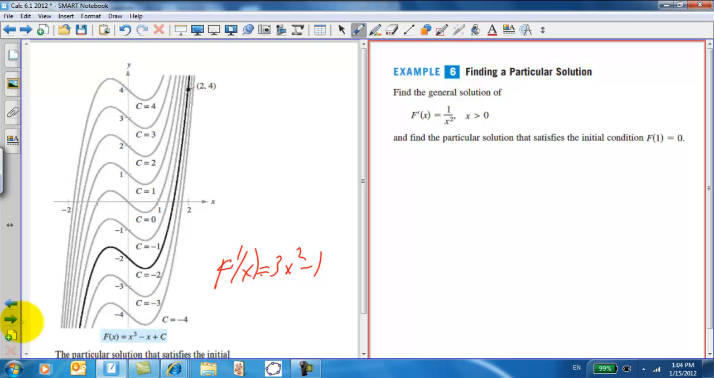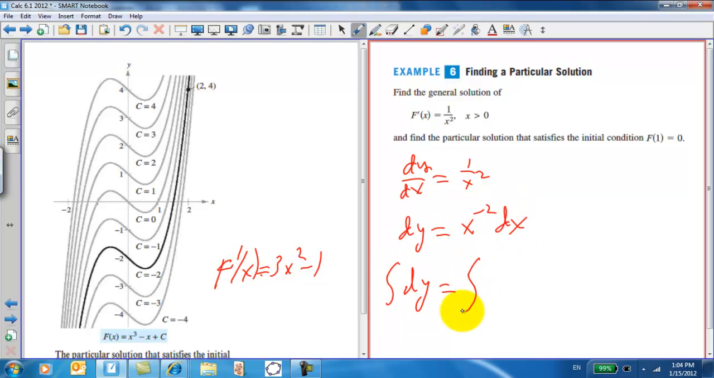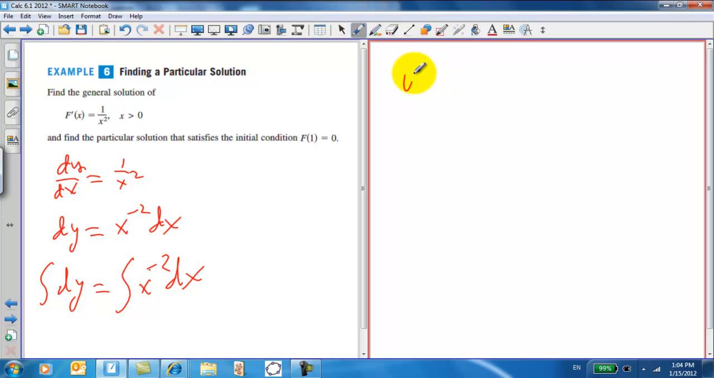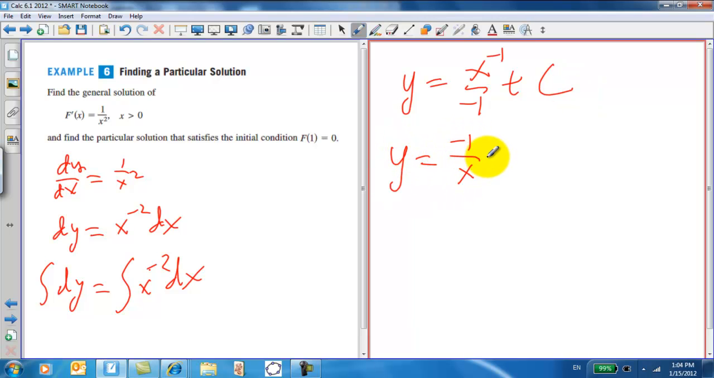Now find a particular solution. Find the general solution first of this equation, and then find the particular solution that satisfies the initial condition, f of 1 equals 0. So I'd like to write the derivative as dy over dx equals 1 over x squared. So you get dy equals x to the negative 2 dx, and I'm going to take the antiderivative of both sides. So we get y equals x to the negative 1 over negative 1 plus the constant of integration. So y equals negative 1 over x plus c. This is the general solution.